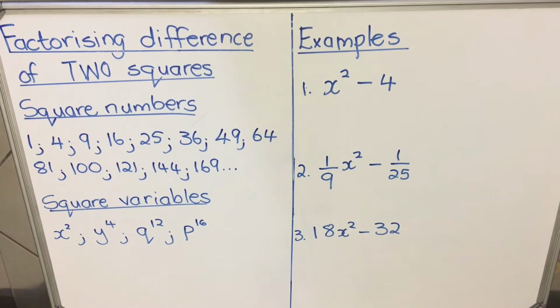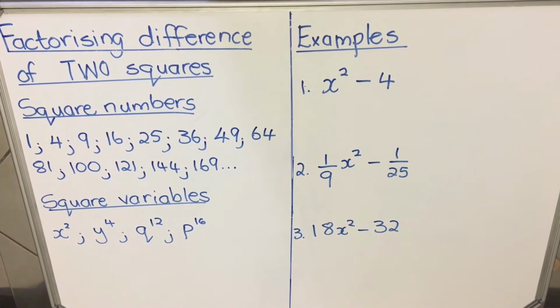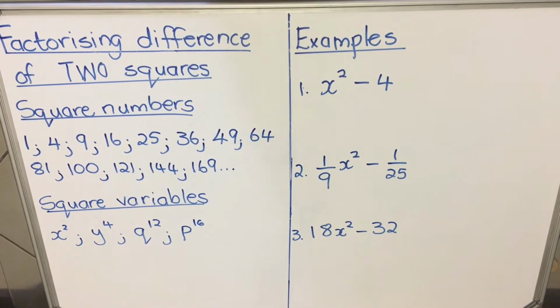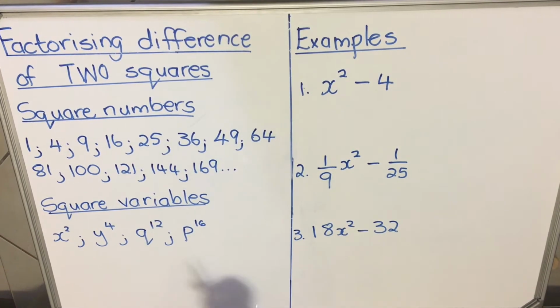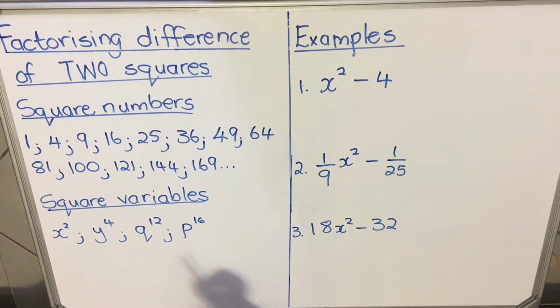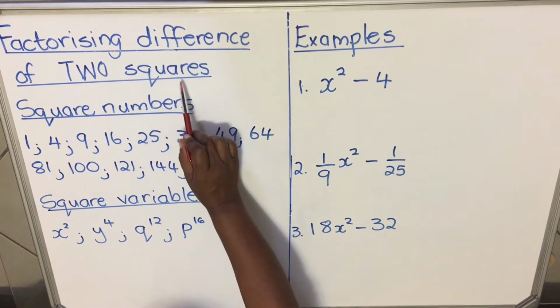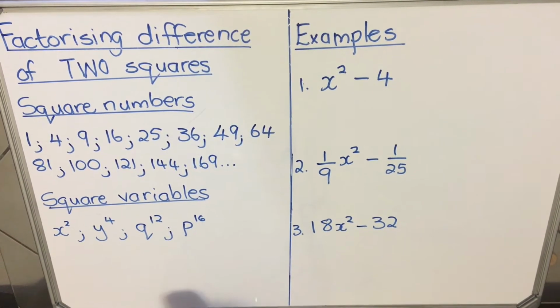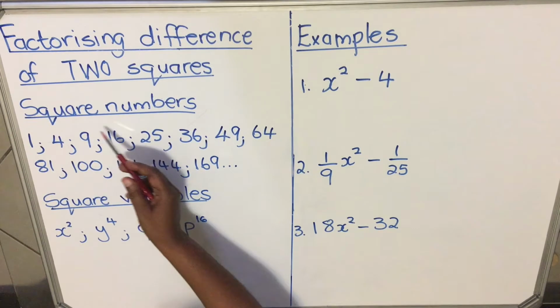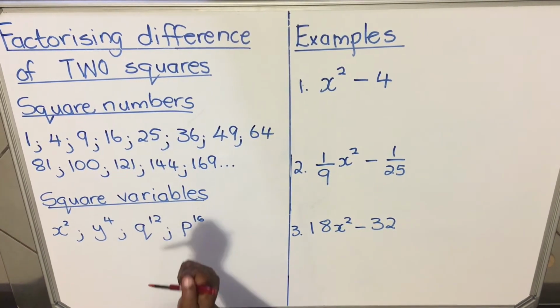Everyone, this is a lesson on factorizing difference of two squares. Important word: difference. It means you'll subtract two squares. Squares, we need to know what squares are. There are two kinds of squares.